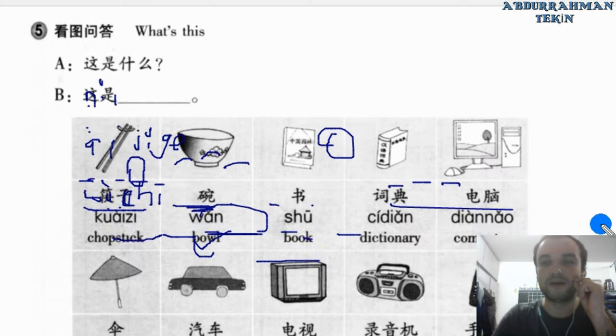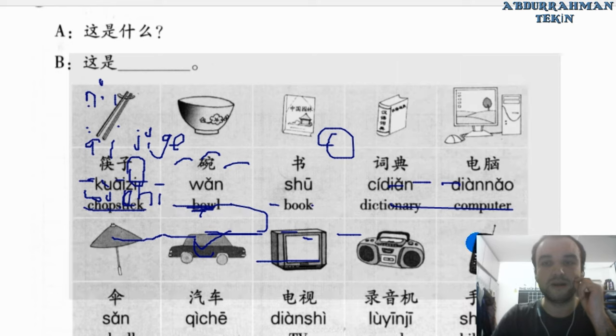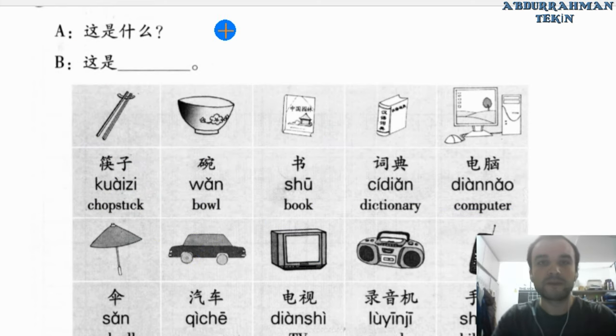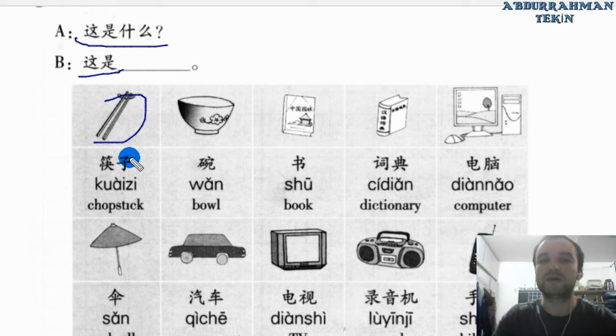Okay. Let's study here. Here we have a question, and our question is 这是什么? 这 means this. This is 什么? What is this? So we will use these words here to answer this question. 这是 blah blah blah. 这是筷子. 筷子 means chopstick. 这是碗. This is a bowl. 这是书. This is a book. 这是词典. This is a dictionary.